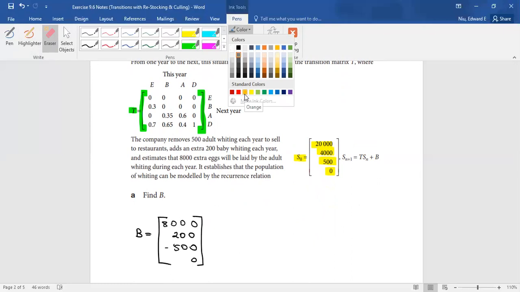We've used orange in the past, haven't we? Ooh, that's kind of gross.